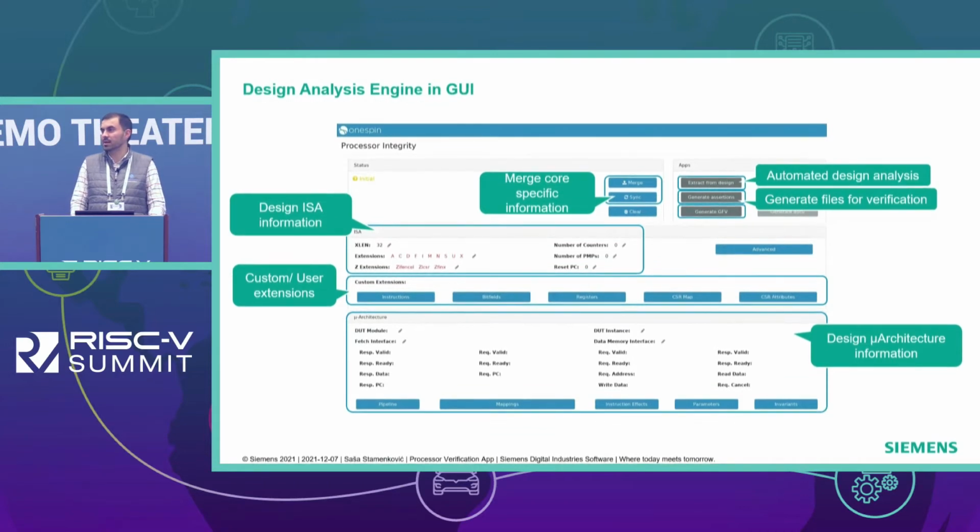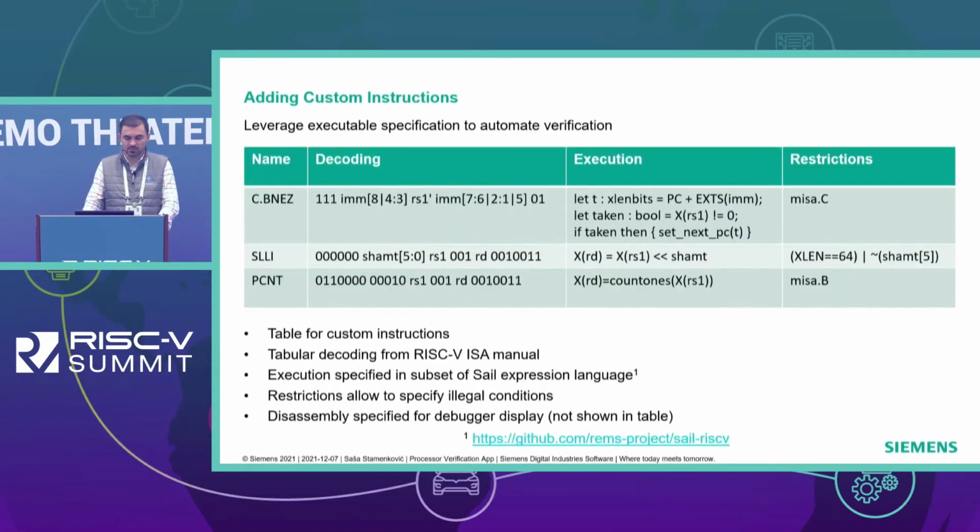I will show you an example of such an instruction in the next slide. And finally, once that all is put together, what you see in the top right, you have these generate files for verification. What will happen, the tool will extract and generate the properties that can be verified against the engines. So what I mentioned just a few seconds ago is adding custom instructions.